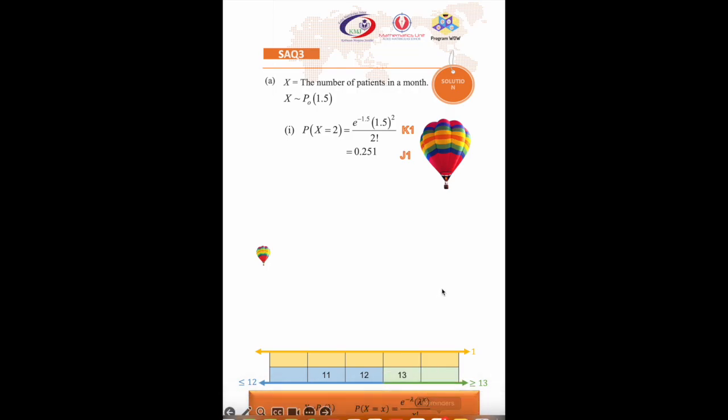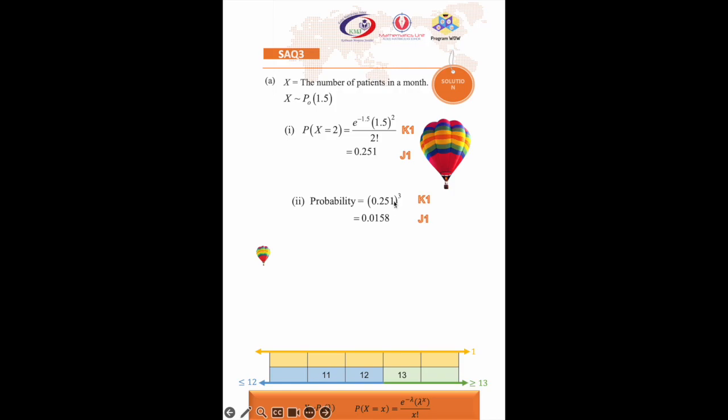So this is a discrete distribution. We need to know that we are finding the number of people in a month, so that is Poisson with 1.5. For the first part of the question, exactly 2, P(X = 2), we're going to use the formula e to the negative lambda, lambda to the x, over x factorial. This is just the formula. And then you're going to get K1 for subbing into the formula and J1 for the answer.